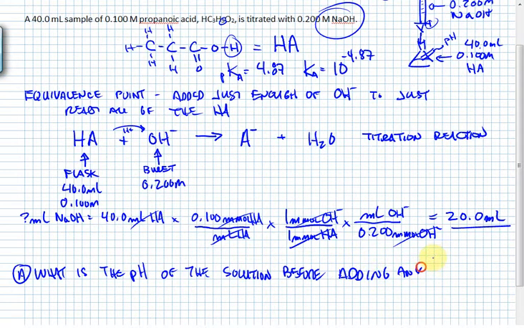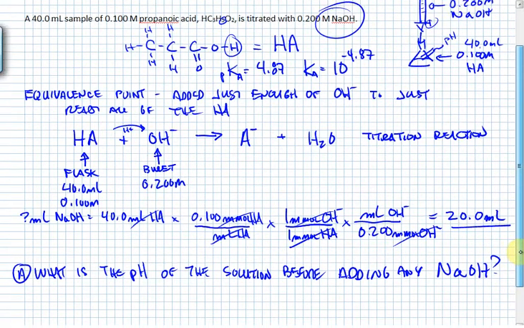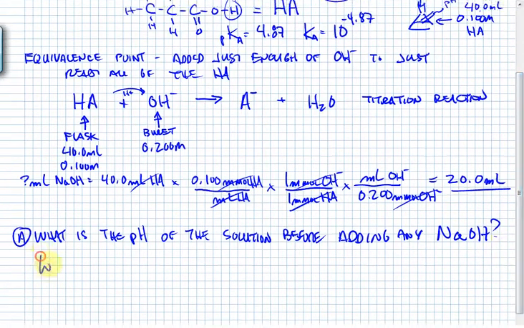So what is the initial pH of the solution? All right, so remember, before we've added any sodium hydroxide, all we have is a 10th molar solution of propanoic acid. This is just a weak acid. We have a weak acid, we can do weak acid calculations.